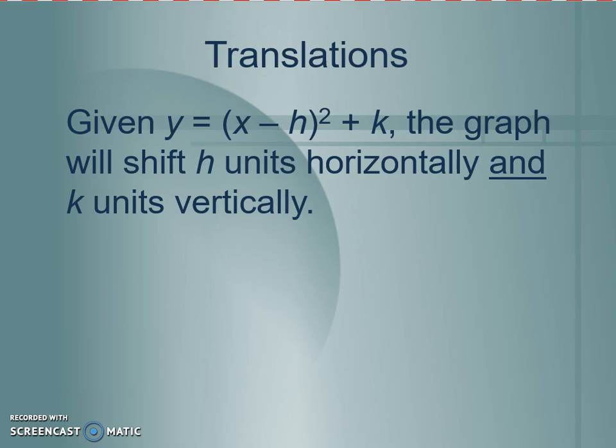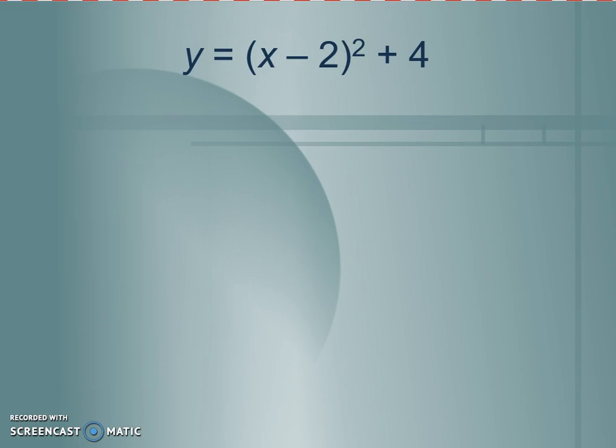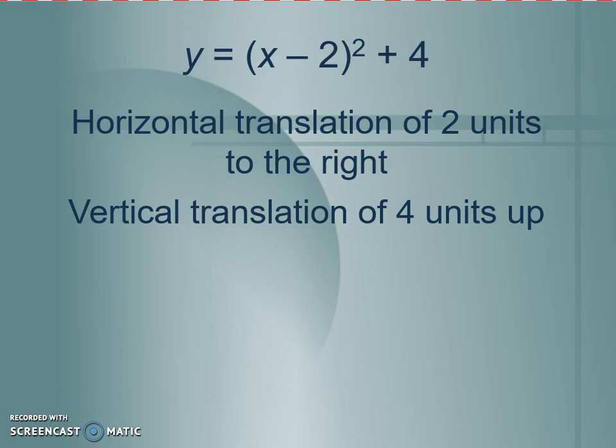So this says given y equals the quantity x minus h squared plus k, the graph will shift h units horizontally and k units vertically. So you can have these two things combined in one function. The vertex, or the turning point of the function, will be located at (h, k). So y equals x minus 2 squared plus 4. Horizontal translation of 2 units to the right. And the vertical translation will be 4 units up. That means our vertex will be at (2, 4).